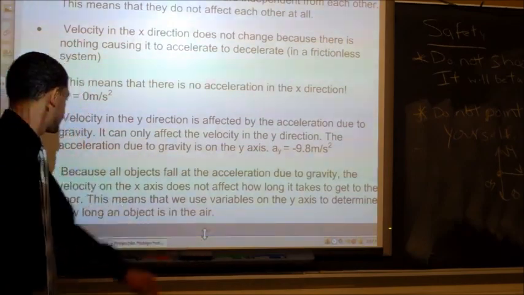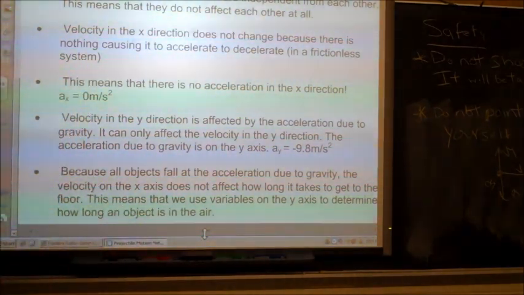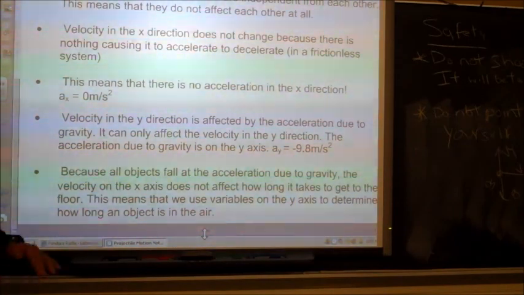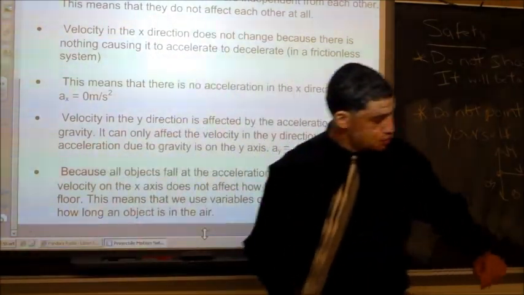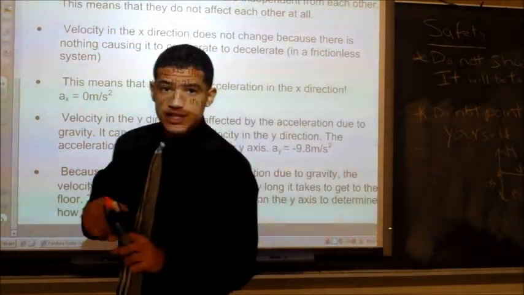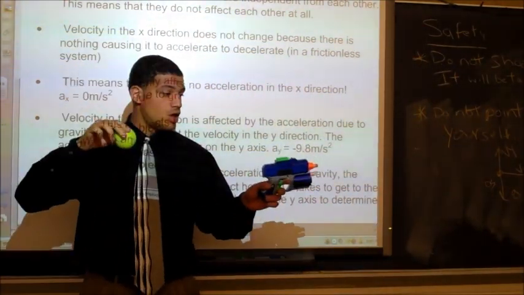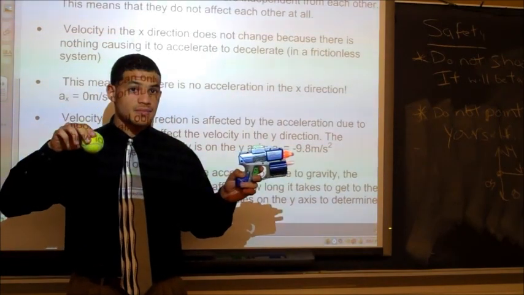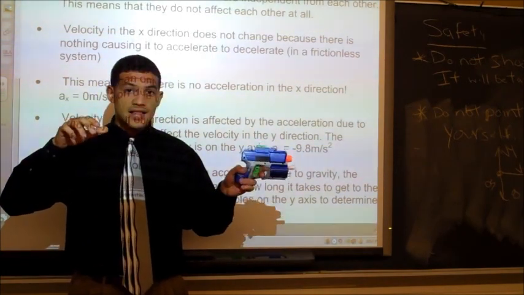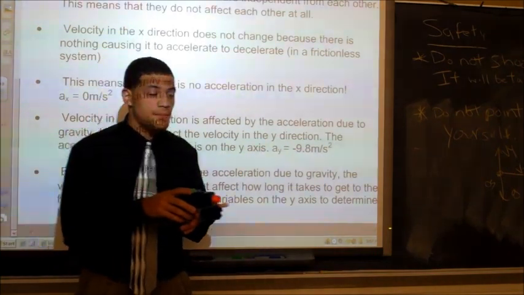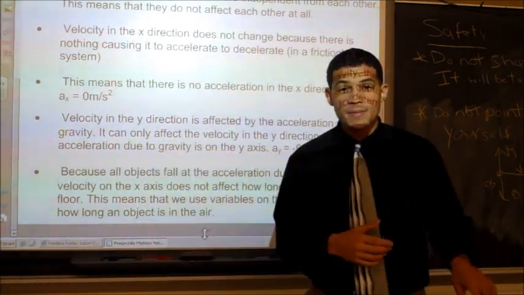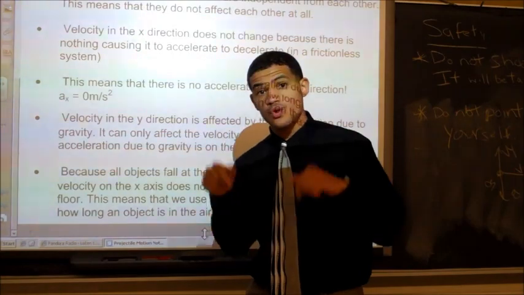And lastly, because all objects fall at this acceleration due to gravity, the velocity on the x-axis does not affect how long it takes to get to the ground. This means that we use variables on the y-axis to determine how long an object is in the air. So for example, and you guys have seen this in class, if I were to drop this ball and shoot this Nerf gun at the same time, they would hit the floor at the same time, assuming that my projectile is parallel to the ground, because I have no initial velocity in the y direction.